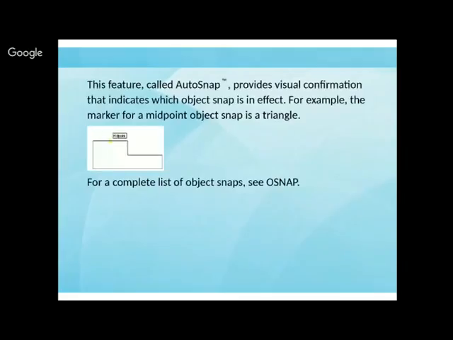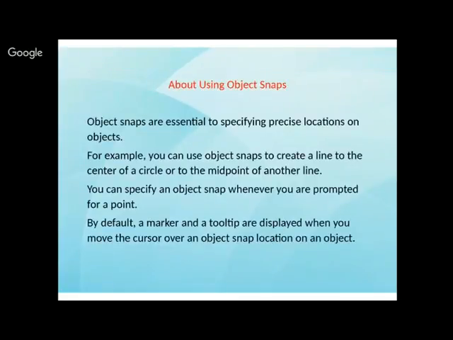So what is the function of the object snap? Object snaps are essential to specifying precise locations on objects, right? Just like your endpoints. When you are drawing lines, you have to pick the endpoints. Sometimes you have to use the midpoint of the line or intersection points like that. You can use object snaps to create a line to the center of a circle or to the midpoint of another point.